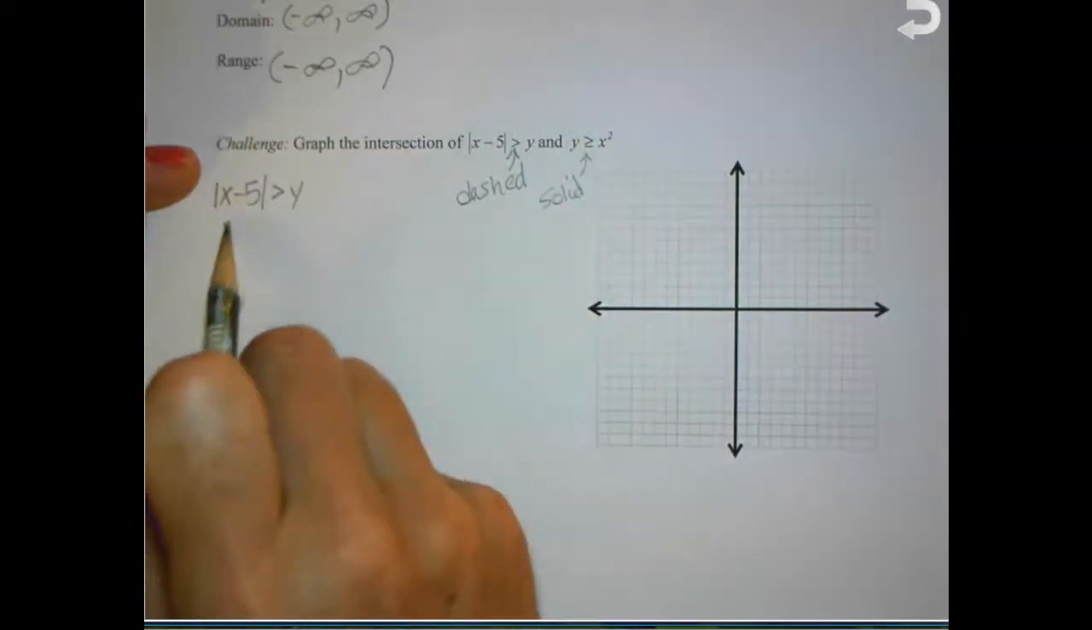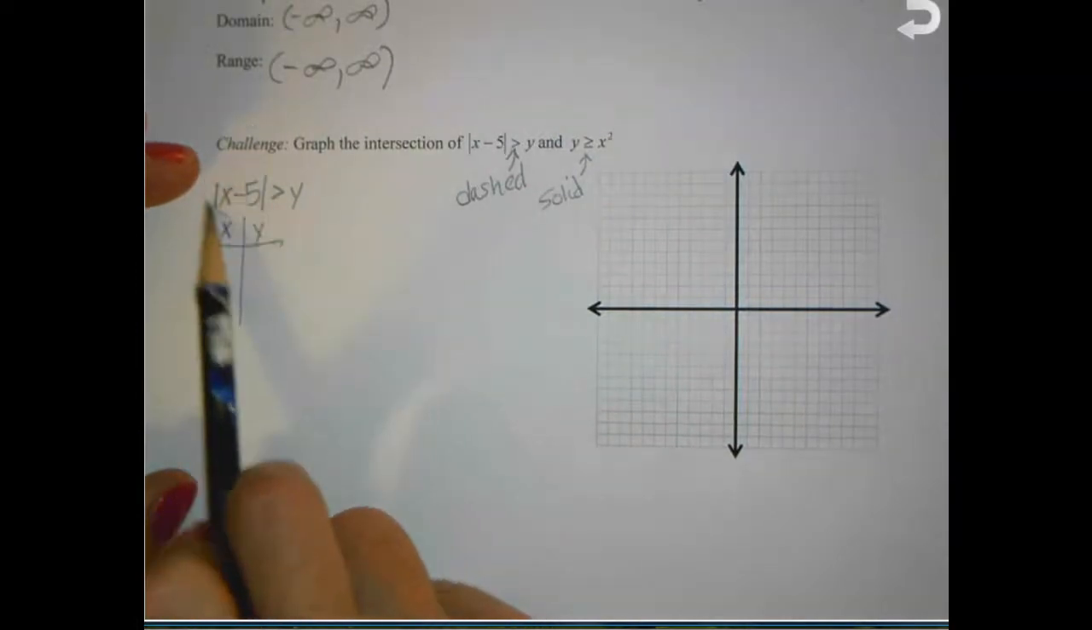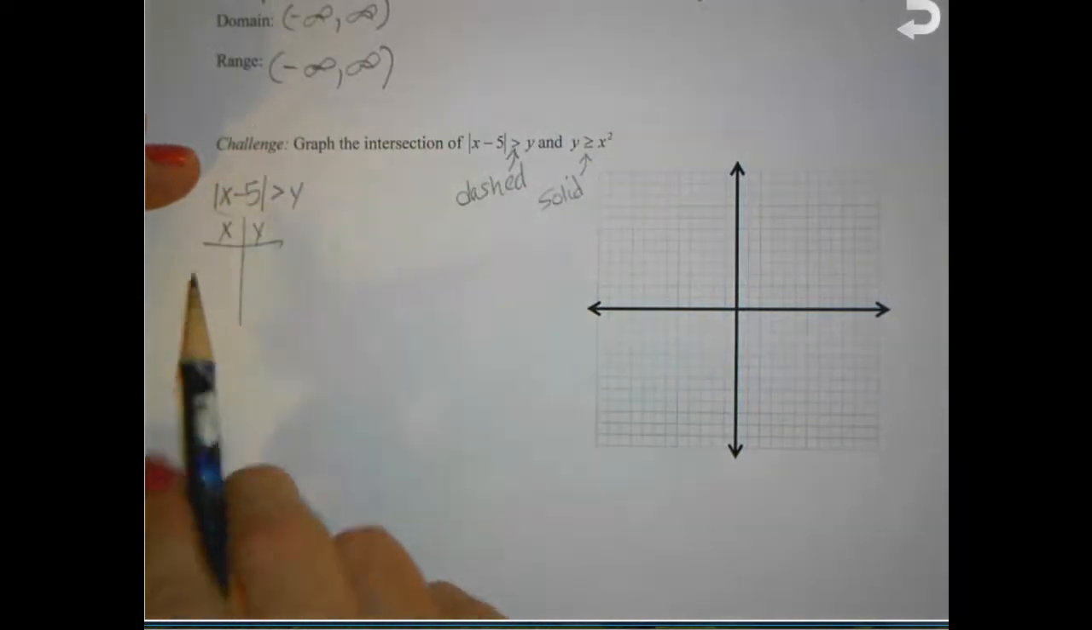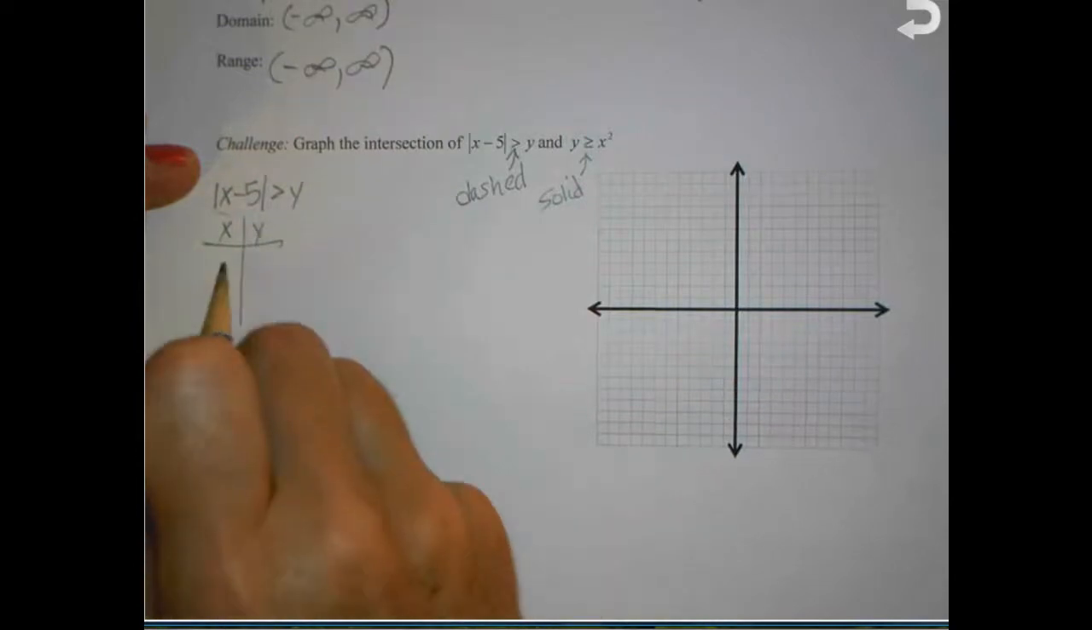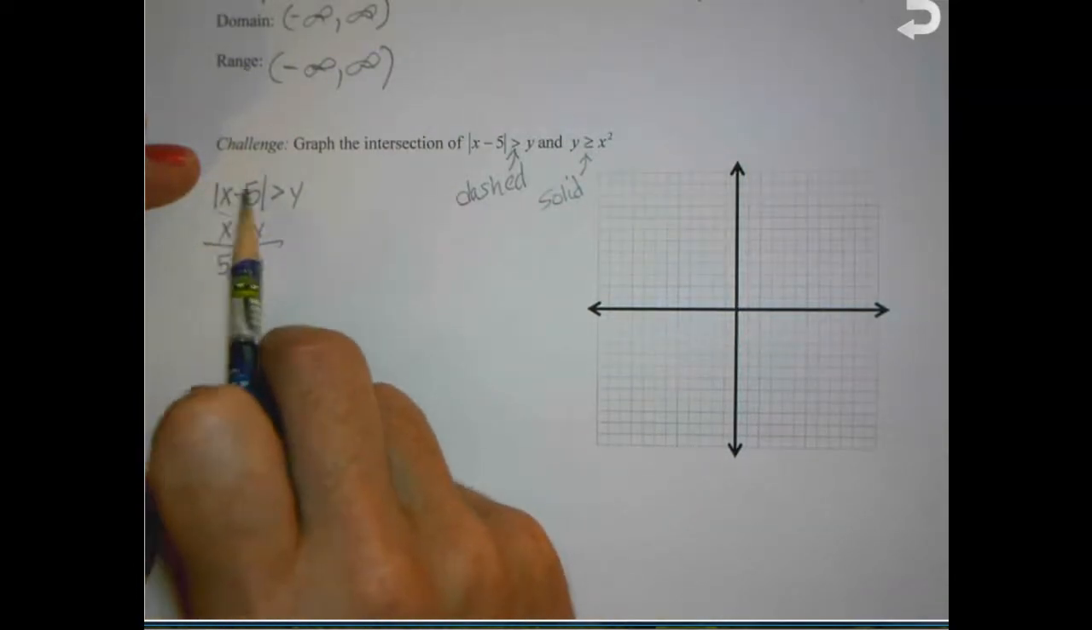So if I make an xy table, I really want to know where is this going to evaluate to be 0, and I can see if I put in a 5 for x, then I will put a 5 here, so it'll be 5 minus 5, or 0.